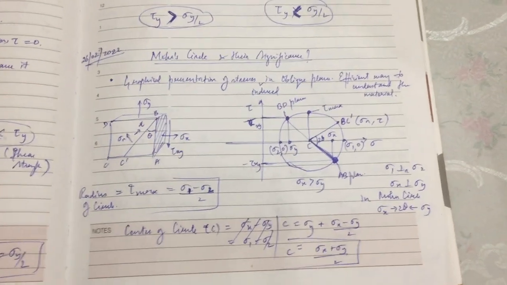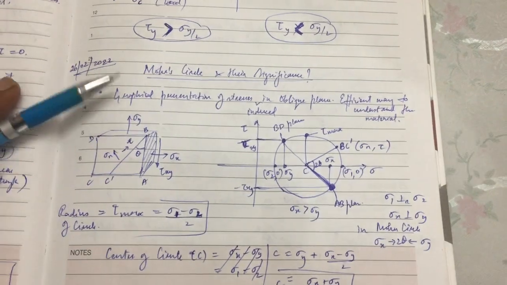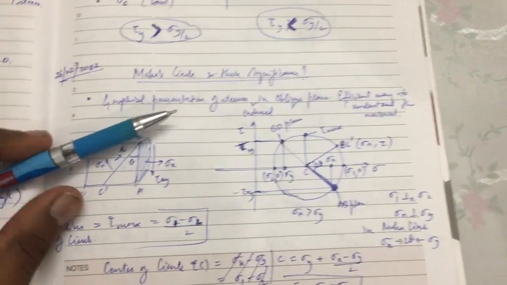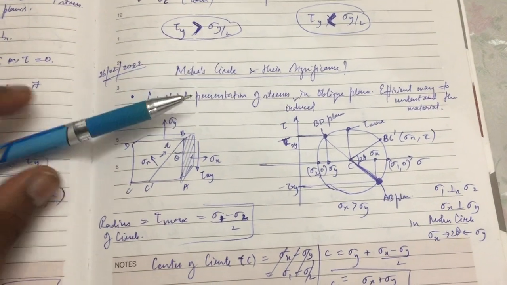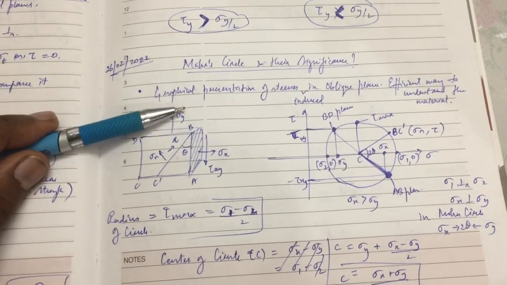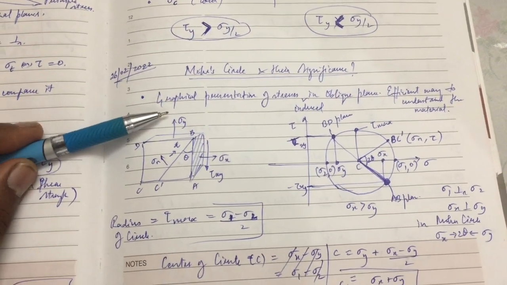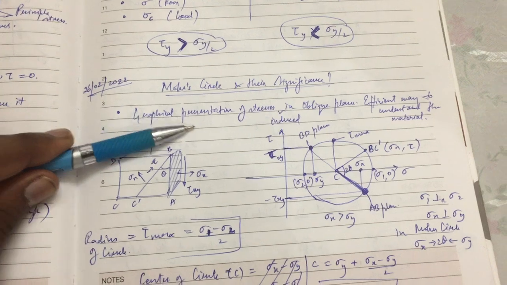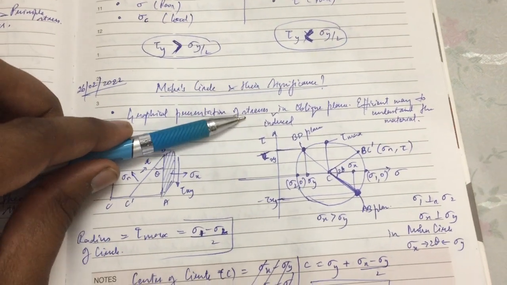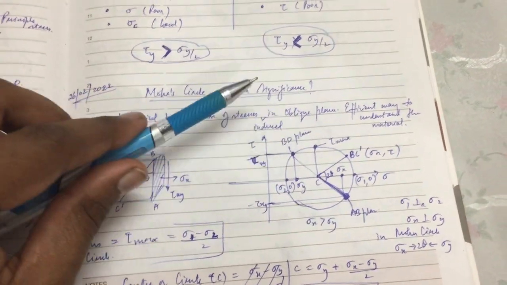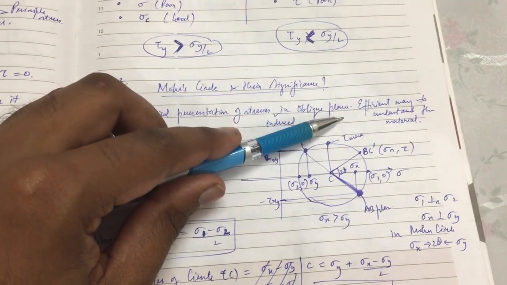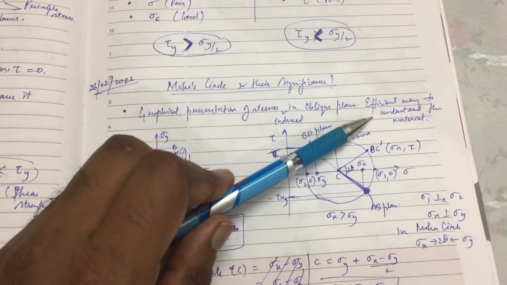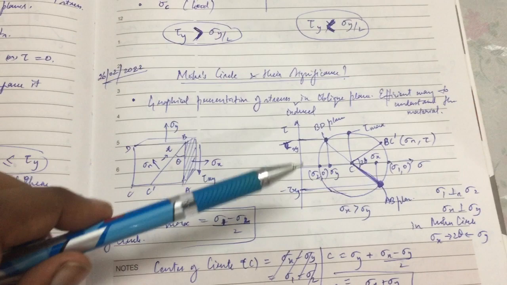So, in the third part of the strength of structure and material interview preparation, let's talk about the Mohr circle and its significance. What is the Mohr circle and why do we need it? The Mohr circle is nothing but a graphical presentation of the stresses induced in the oblique plane. It is an efficient method to understand the normal and shear stresses in the material in a graphical way.